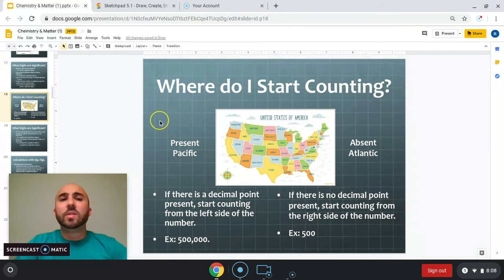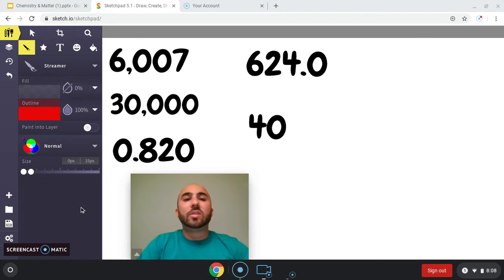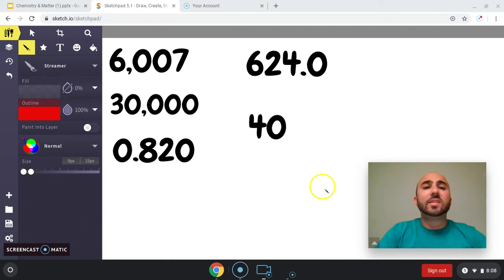Let's do a couple of examples and then we'll talk about the rest of them in class. If you look at this first one, 6,007, well, 6,007 has these zeros in the middle. And we know that zeros in the middle always count. So this has 1, 2, 3, 4 significant figures.